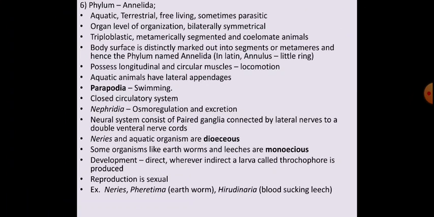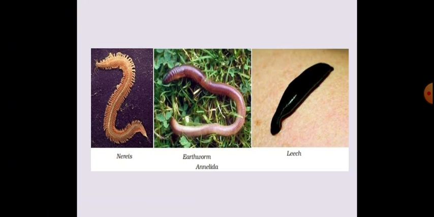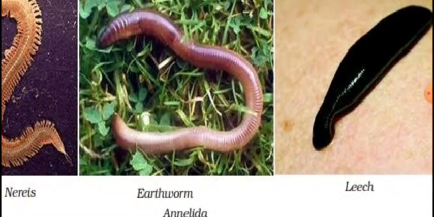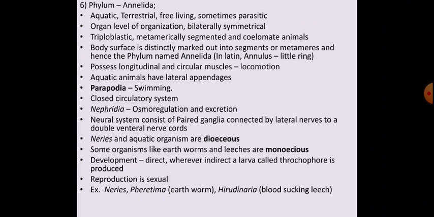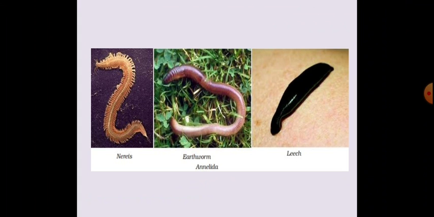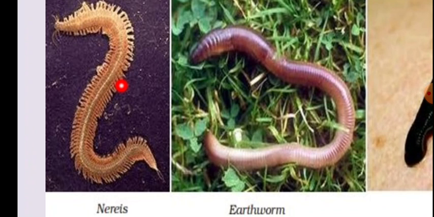Okay, they possess longitudinal and circular muscles for locomotion. They move using their body muscles. Locomotion means move. They have circular muscles in their body which are used for locomotion. Aquatic animals have lateral appendages. See, one more example of phylum Annelida is Nereis. This one is Nereis. So these are lateral appendages. Lateral appendages means legs. They have legs for moving.